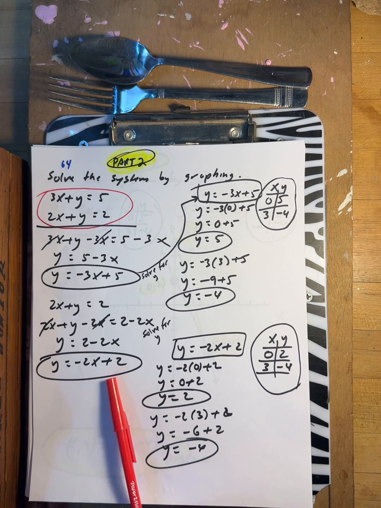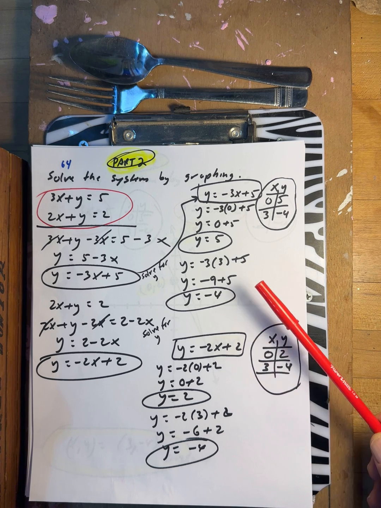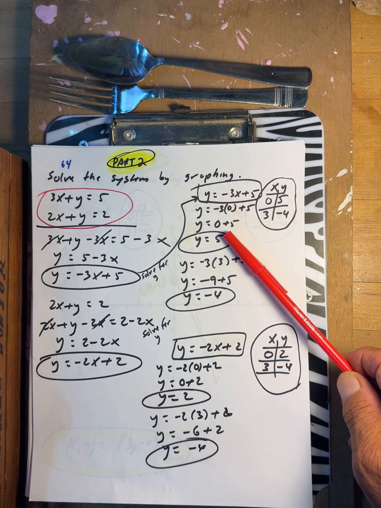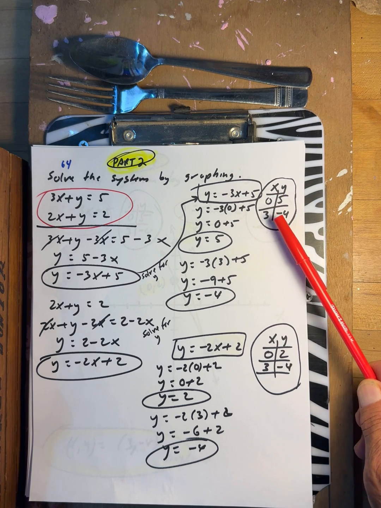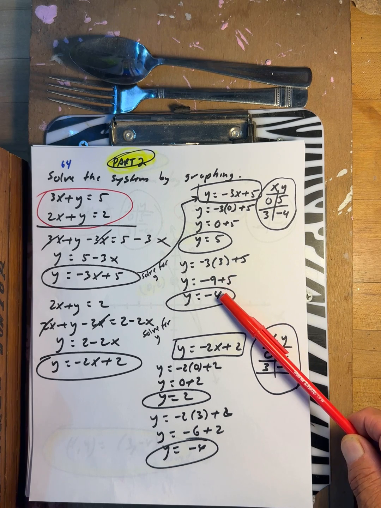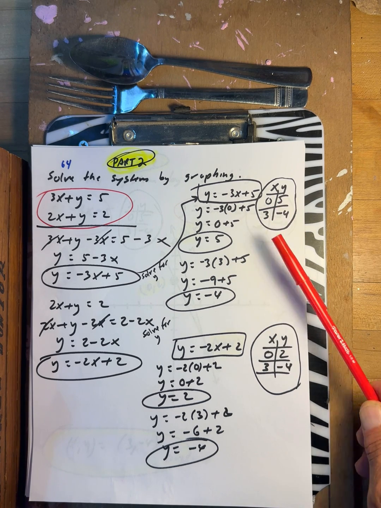There's a second one. So now let's get some numbers. Easy numbers always. Put a 0 in there. So 0 times that is 0 plus 5, 5. So 0, 5, I got a pair. But the next one, 3. 3 times negative 3 is negative 9 plus 5 is negative 4. I got another point, 3, negative 4.